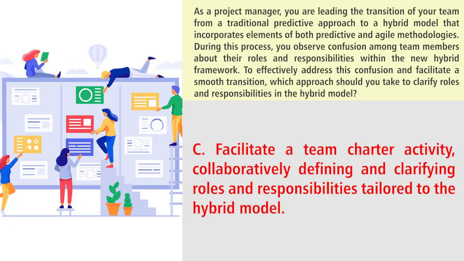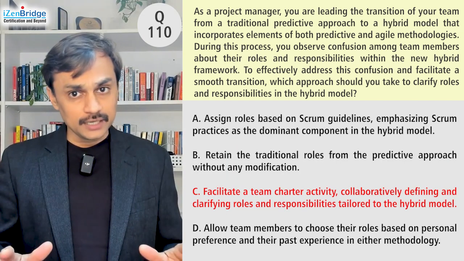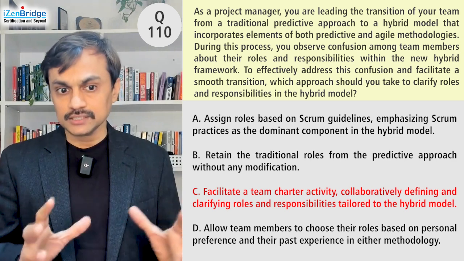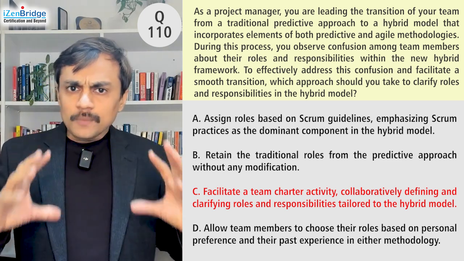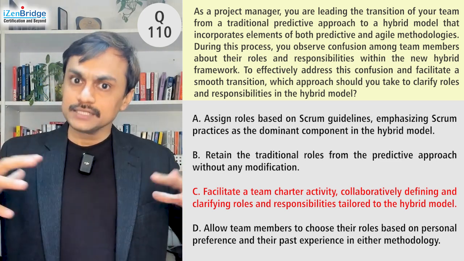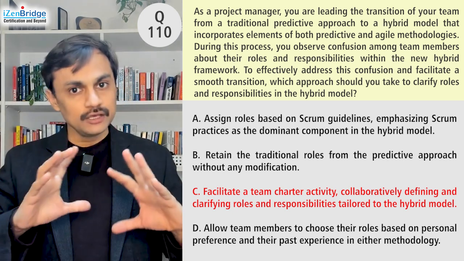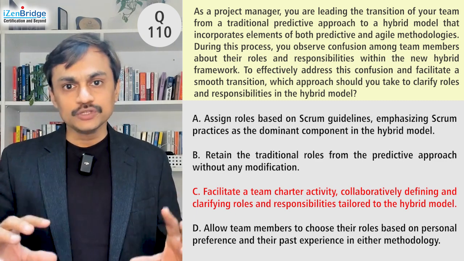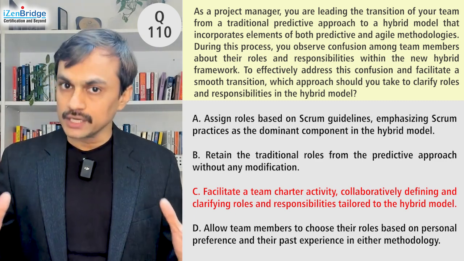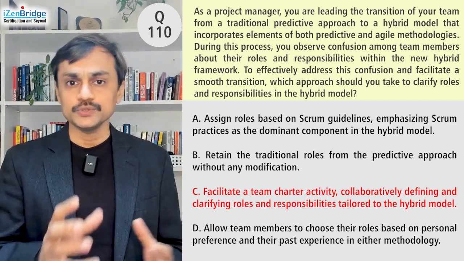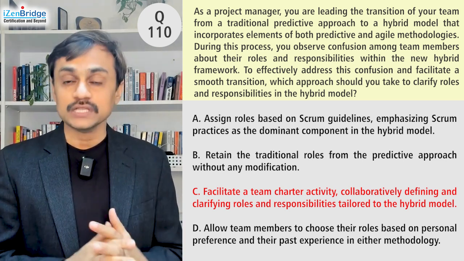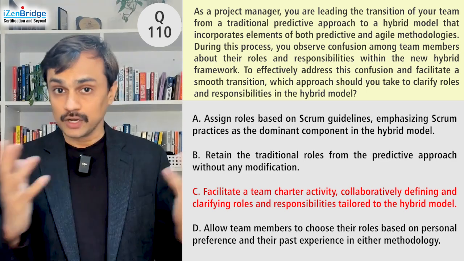Option C, facilitate a team charter activity, collaboratively define and clarify roles and responsibility tailored to the hybrid model. Looks a great idea. So it might be revisiting the team charter. Hopefully we already have a team charter. If you don't have it, the option talks about exploring as a team how to figure out our roles and responsibility so that we can make maximum or best use of our current or new approach, which seems to be a good idea. Option C is giving me that option. They are using a term called team charter for it, but that looks like a great idea. So as of now, I go with option C.